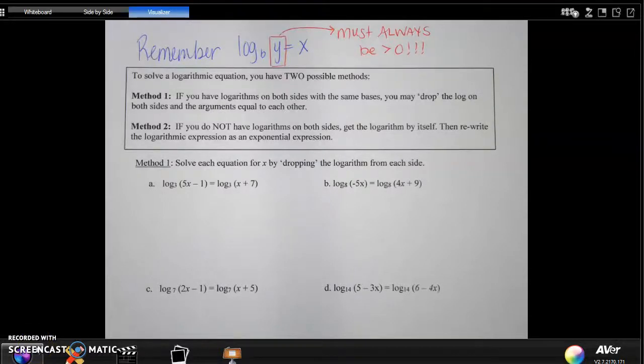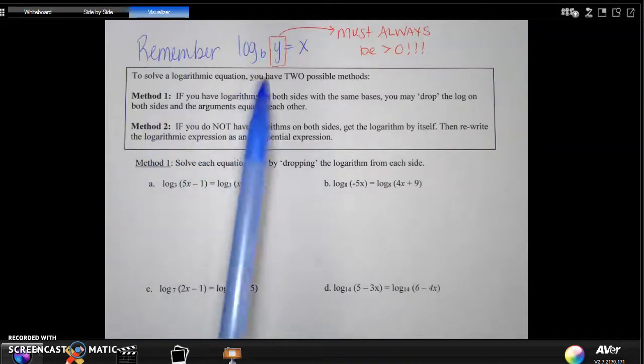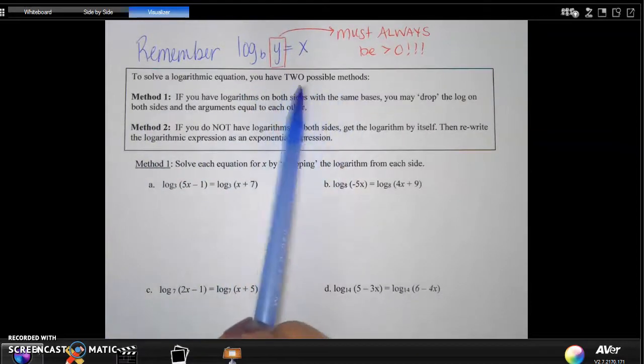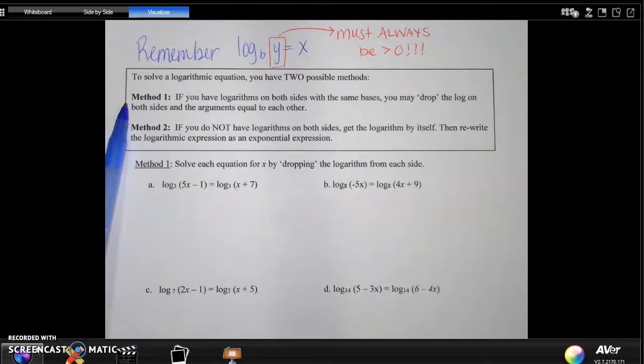Today we're going to talk a little bit about solving logarithmic equations. This is the end of section 5.5. We're going to learn two different methods, but we're just going to talk about the first one today in this video, and then the video that I post on Wednesday will go over method 2 for you.